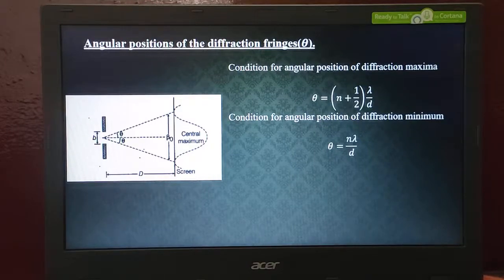Here lambda is the wavelength of a monochromatic light. The light which we are using should have some wavelength.